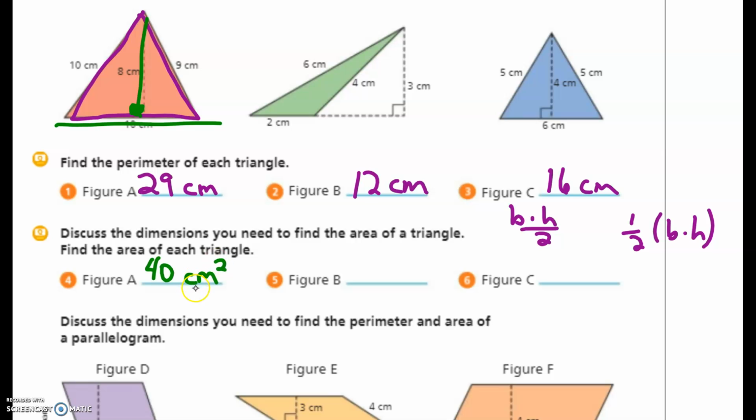So area is going to be squared, perimeter is not. Perimeter is just like a line. Area is all this stuff on the inside, like covering it all up, like if you're going to paint that or cover it with mulch. Let's try figure B. I'm going to give you a moment and you try that one.